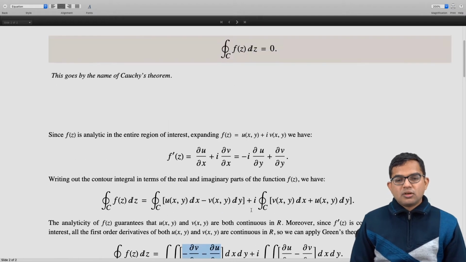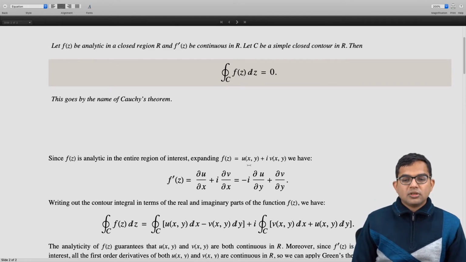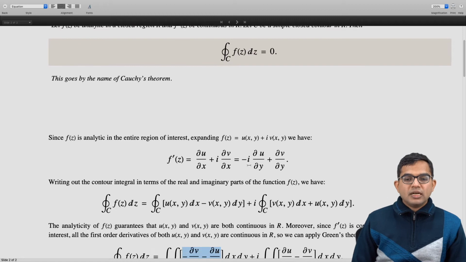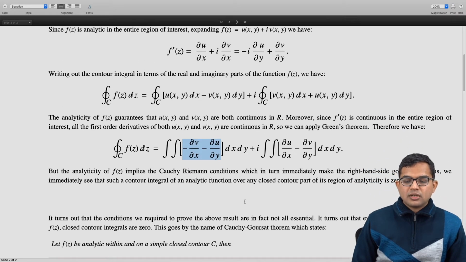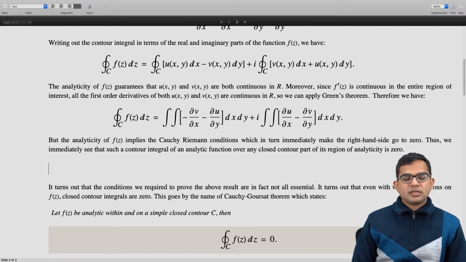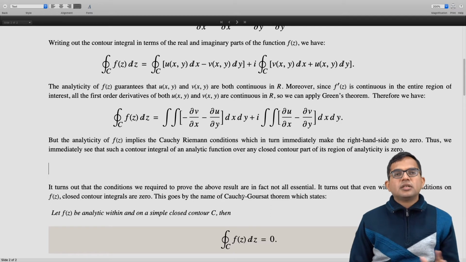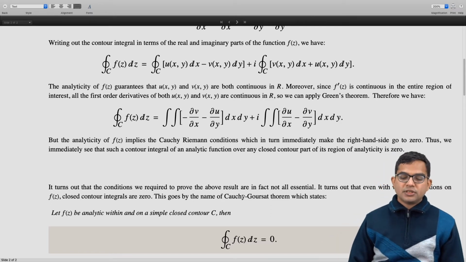So it turns out that all these conditions involving f prime being continuous and all this are actually a little redundant, and that's what the statement of the Cauchy-Goursat theorem is, right? It simply states that if f of z is analytic within and on some simple closed contour C, then that's already sufficient for this result.